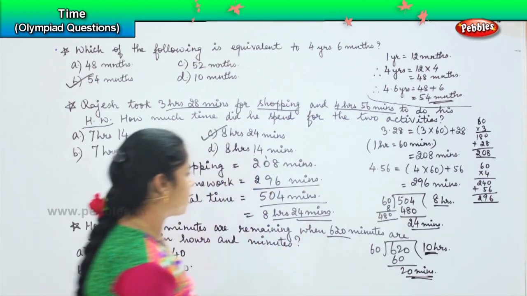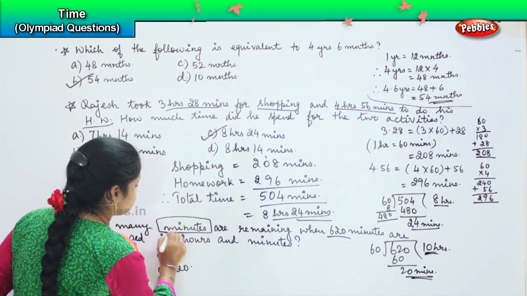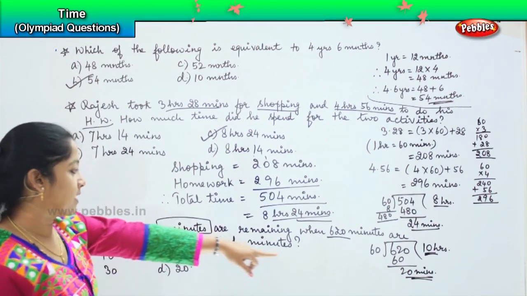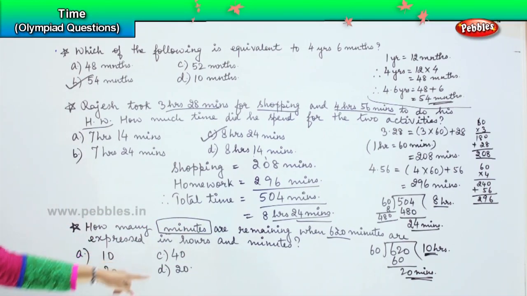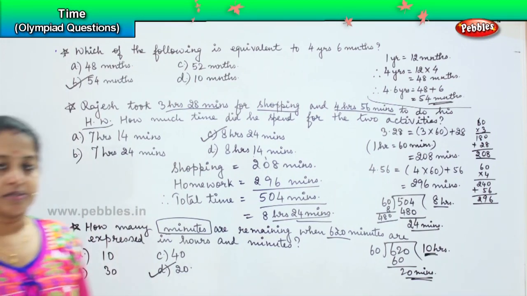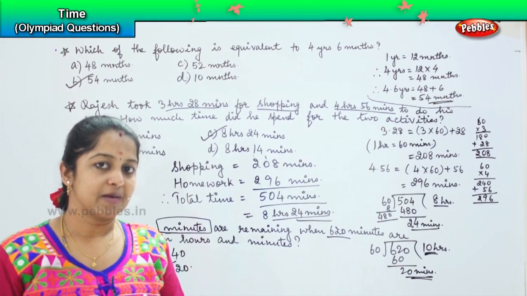So, now the question is asked, how many minutes are remaining? They never asked us about the hours. They only asked how many minutes are remaining. So, how many minutes are there remaining, children? 20. Where can you find it? Option D. So option D, 20 is your right answer. So understood the questions? Shall we move to the next pattern of questions?